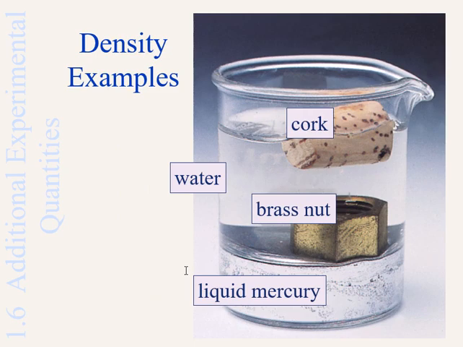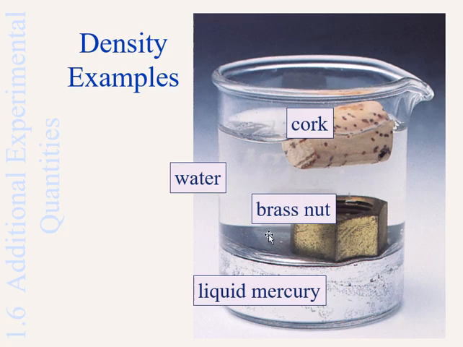So let's have a look here. We have four different substances here. There is water in this container. Then on the bottom, there is not water, there is liquid mercury. Mercury is a metal, as we will learn later, which happens to be liquid at room temperature. Remember, room temperature is 25 degrees Celsius. Here we have a brass nut. Brass is an alloy made from metals. And here we have a cork made up of wood.